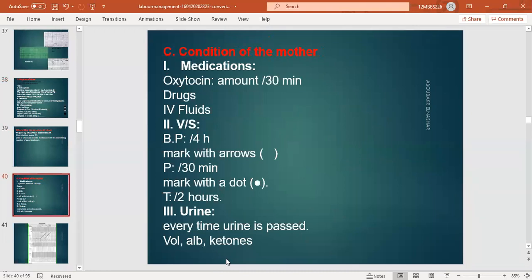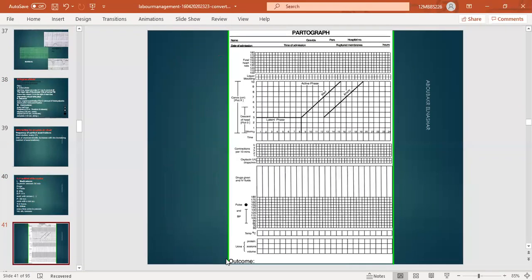The mother's condition we have also discussed: how much oxytocin you gave, how much IV fluid you have given. You have to check the BP 4 hourly, and you have to check the pulse. You have checked the temperature. You can do albumin, ketone, and the urine.